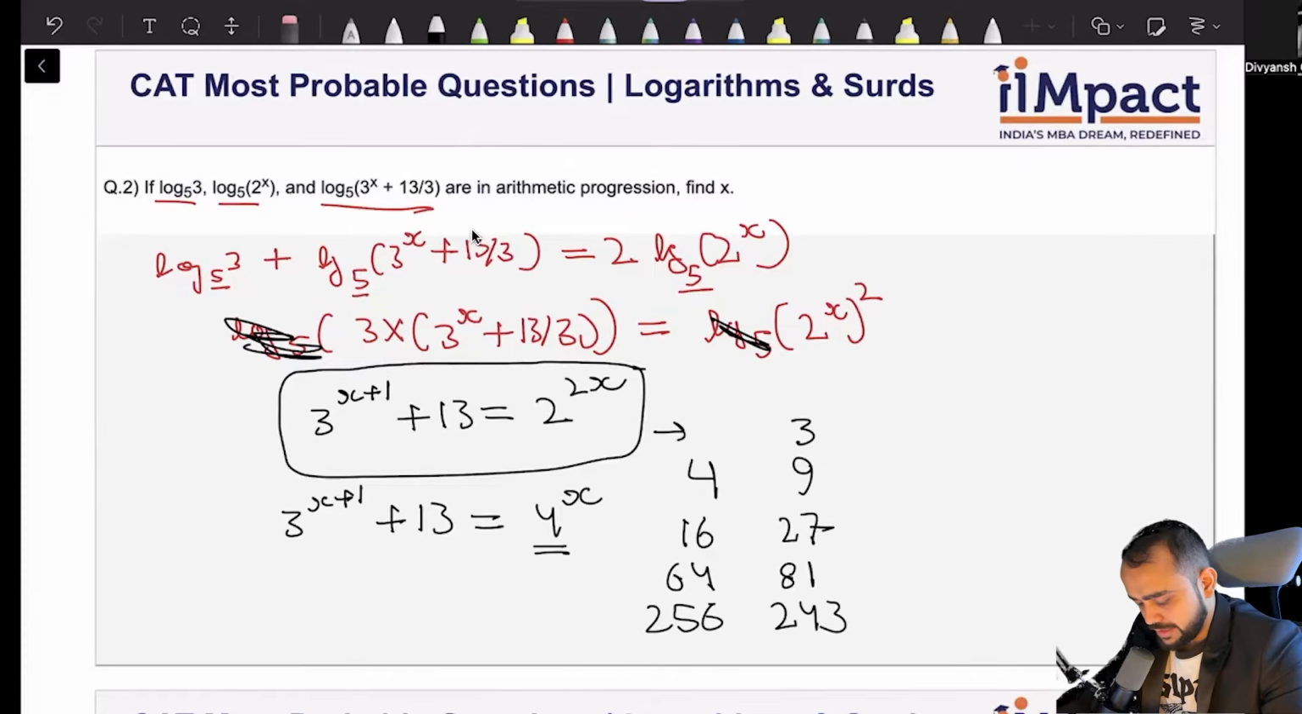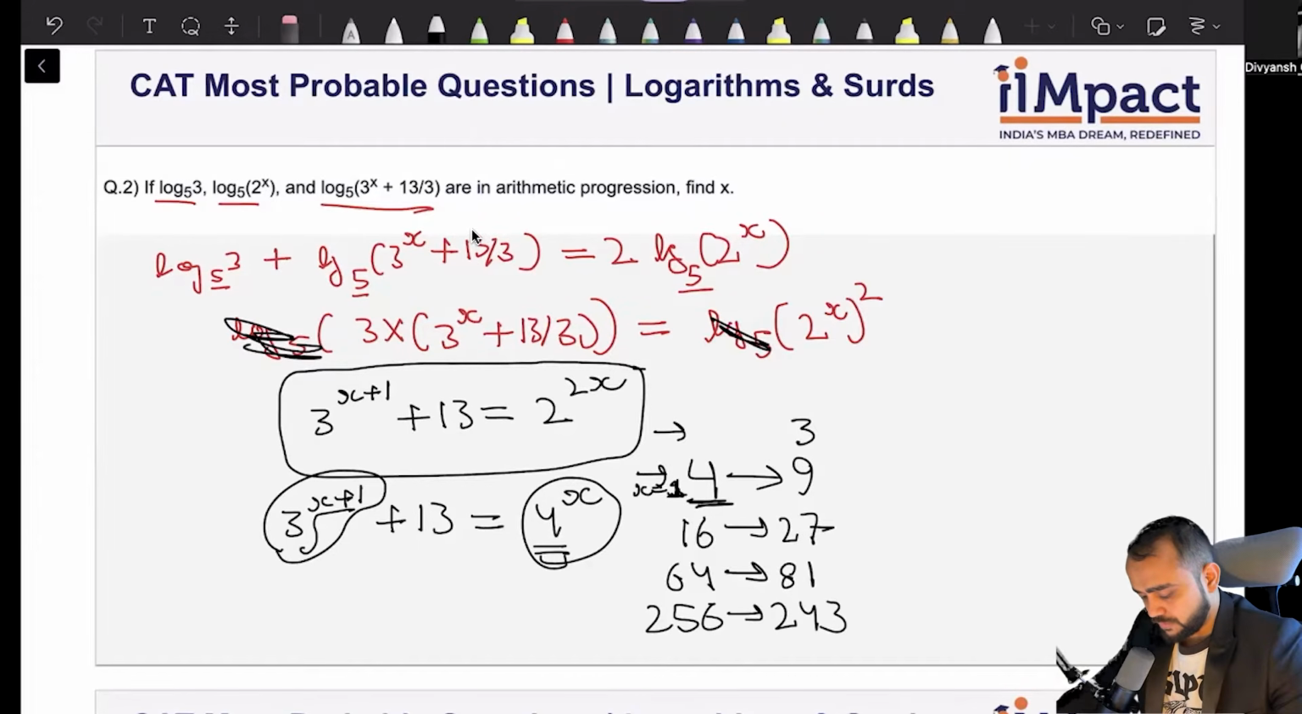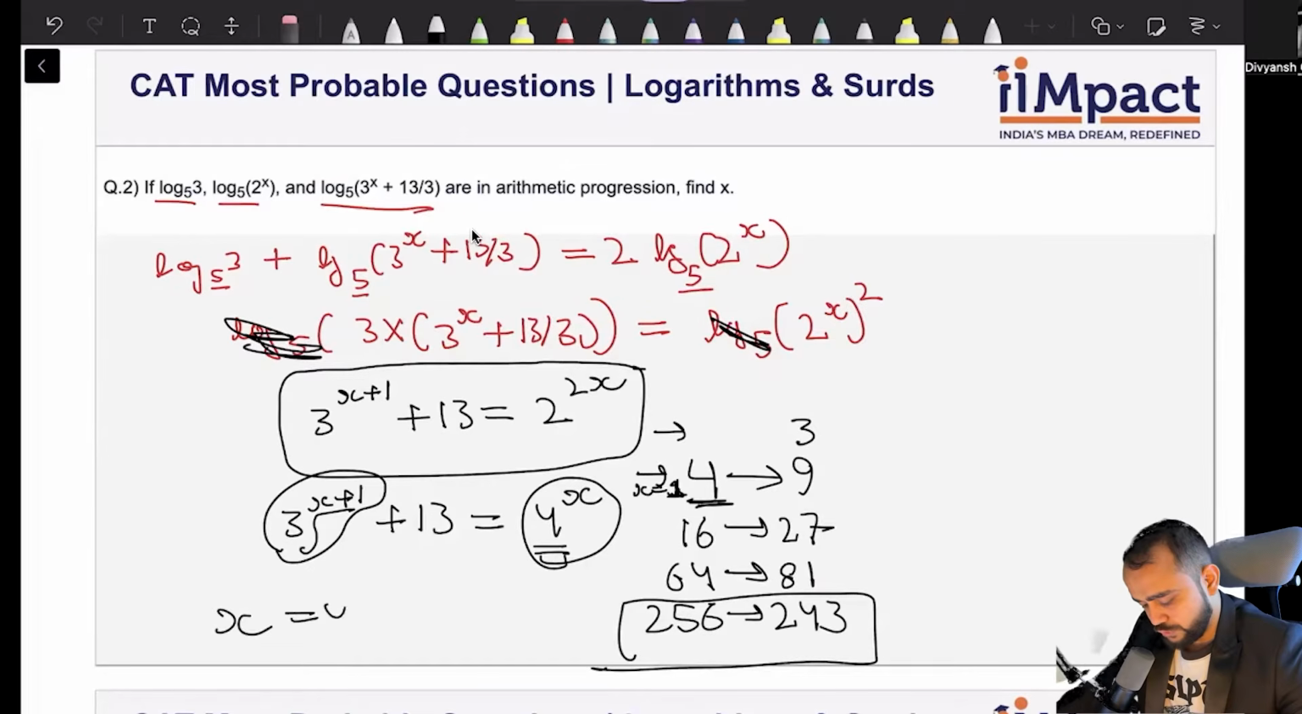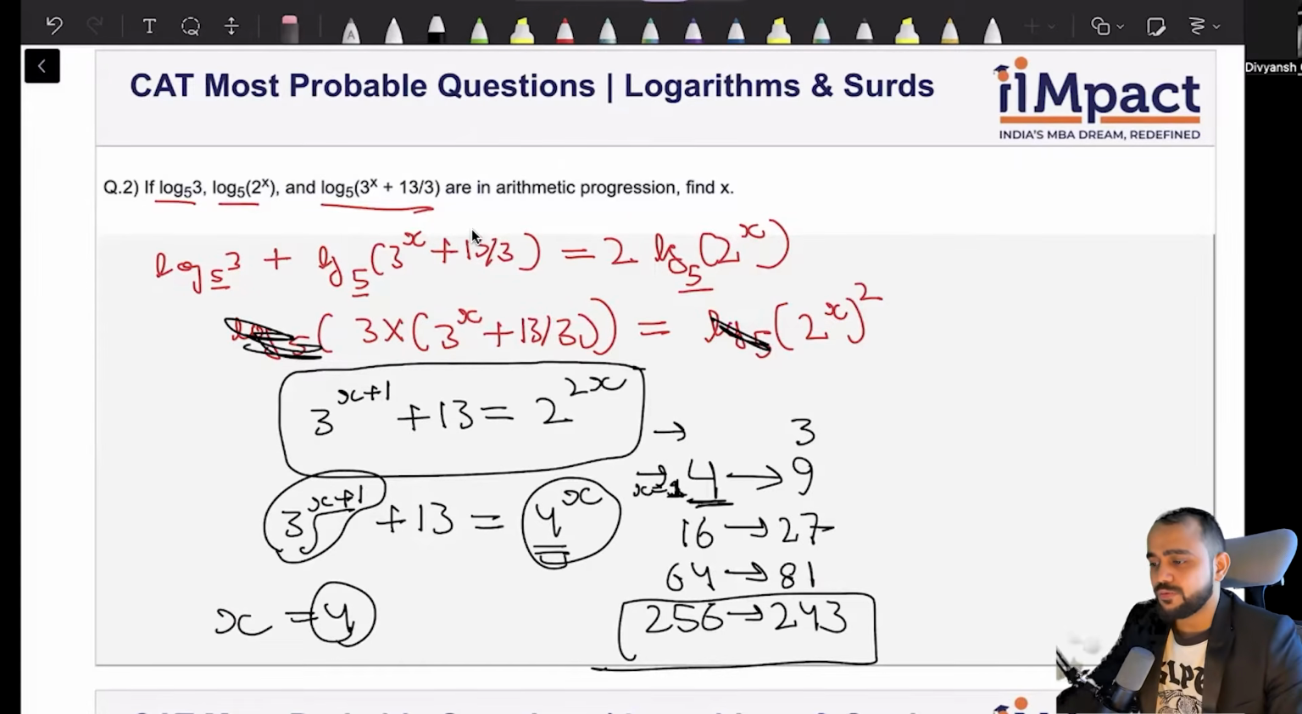Obviously, I have written it with a lag of 1 because if x is equal to 1, then 3 to the power x plus 1 is going to be what? 3 square. So corresponding to 4 on this side, you will get 9 here. So which of these have a difference of 13? I think this one. So x is equal to 4 is going to be your answer, because then you will get 243 plus 13 is equal to 256, which will be 4 to the power 4.